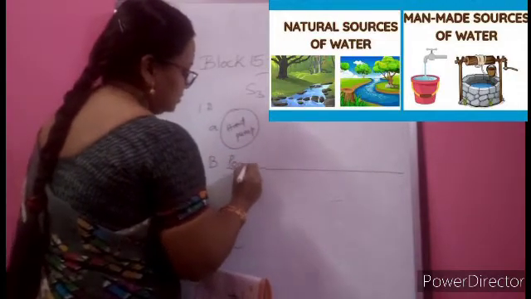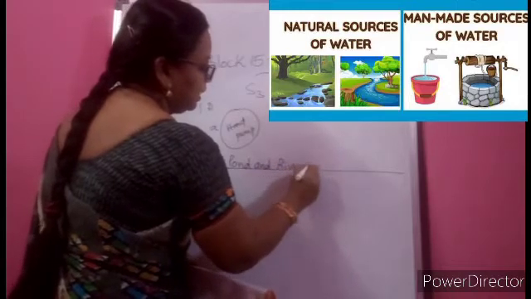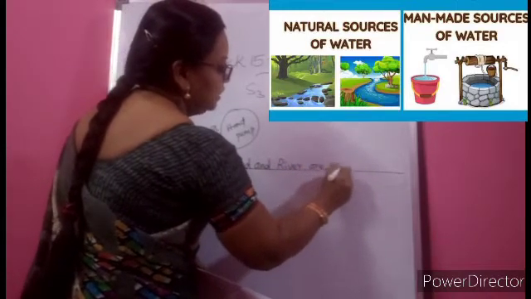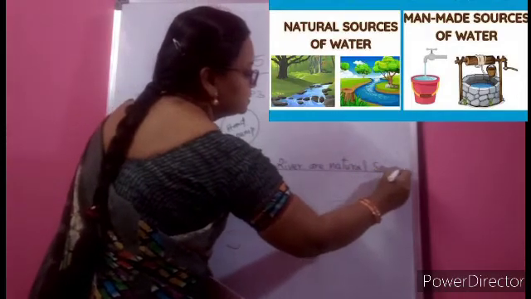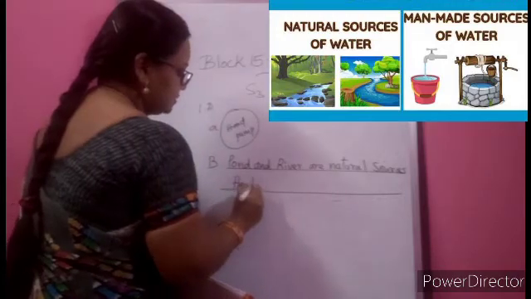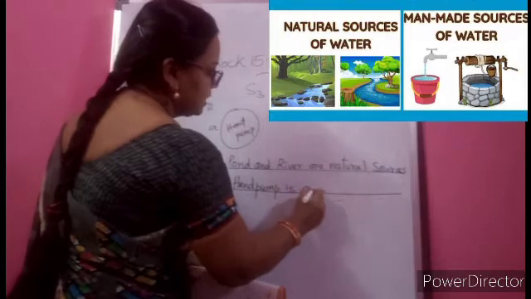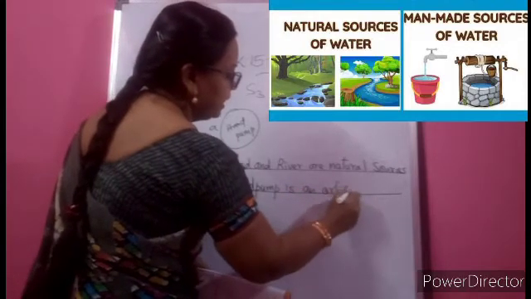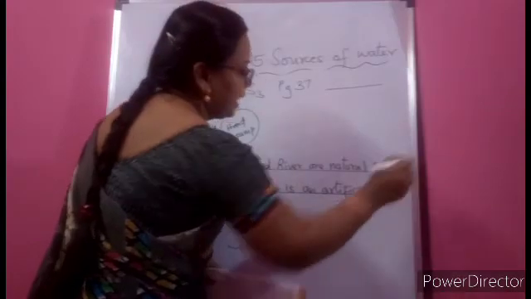Pond and river are natural sources. Hand pump is an artificial or man-made source. Both are artificial sources of water, you can add.